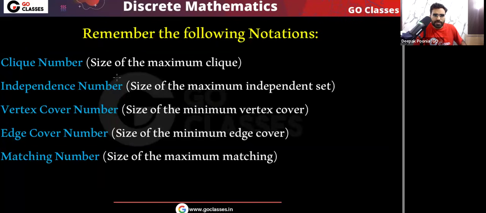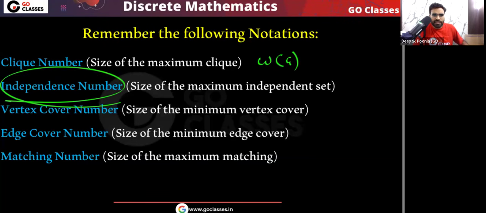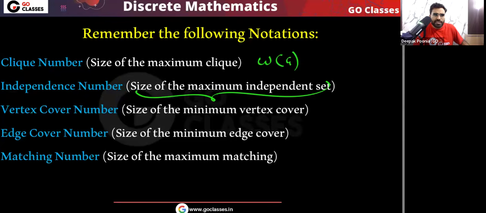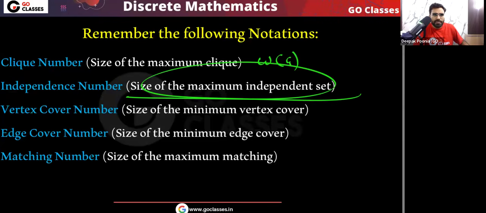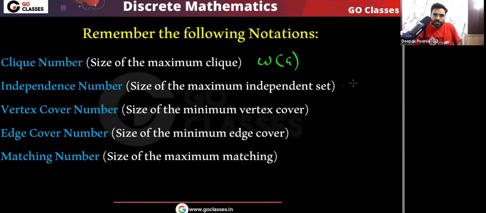We have clique number. Clique number means size of maximum clique, size of largest clique in the graph. That is called clique number. So this clique number is of course an integer because this is the size of the largest clique, and this is denoted by omega of G. What is independence number? This is size of largest independent set in the graph G, size of maximum independent set. So this independence number is denoted by alpha of G. Vertex cover number is the size of smallest vertex cover in the graph G, size of minimum vertex cover. And what is the notation for vertex cover number? That is beta of G.